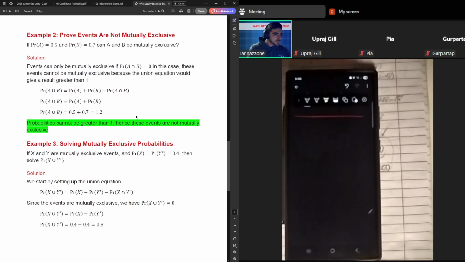Here's one that's a bit more interesting. You've got two probabilities. You know nothing else about them. Can they be mutually exclusive? Bit of a weird question.